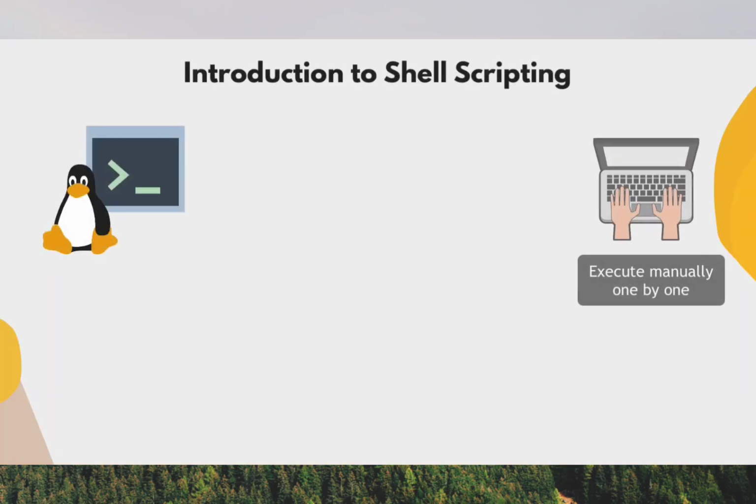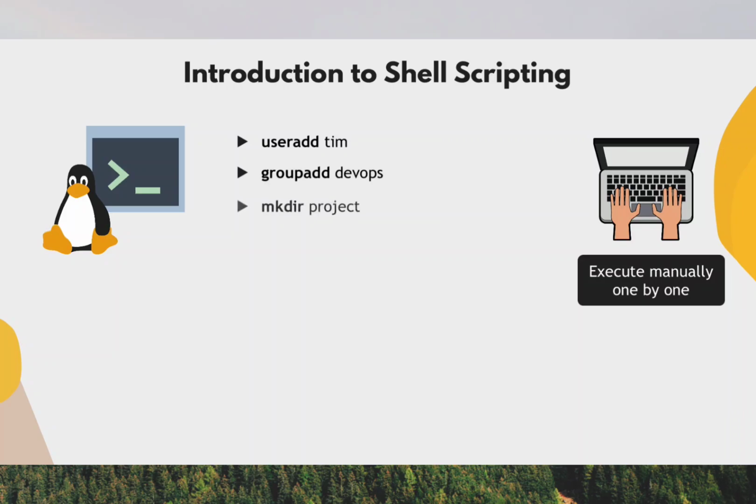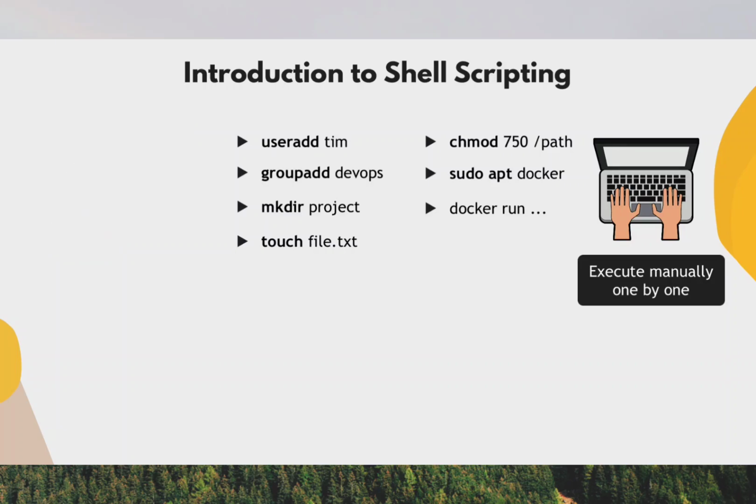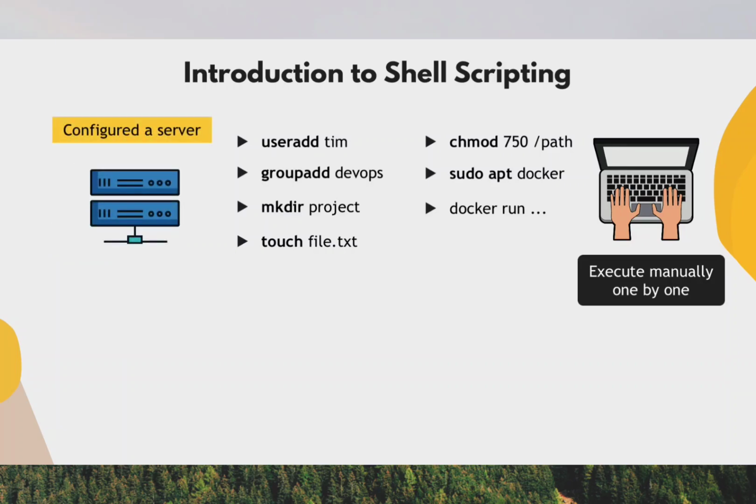We can run all these commands here one by one. Create a user, assign a user to a group, create a folder, create a file, write to a file, change file permissions, install a software, start the application, etc. So all these commands can be executed on the command line interface one by one. So let's say we have configured a server with a new user, and then we have installed an application and started that application with the user, set all the file permissions, etc.